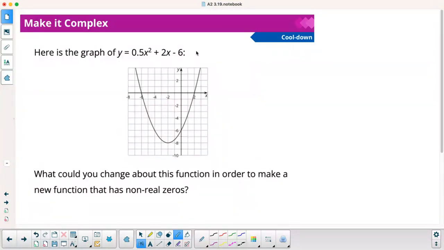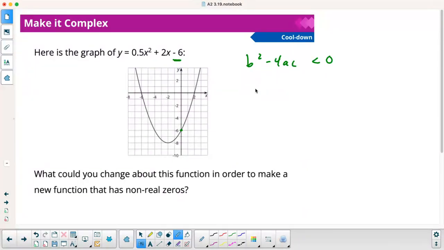For our cool down, here's a graph of this function. What could you change about this function in order to make a new function that has non-real zeros? So I need to get this thing to move up here, basically. So negative 6, that's your y-intercept, your c-value. So what if I make it like a really big number? Or you could think of here, b squared minus 4ac. We want it to be less than 0.